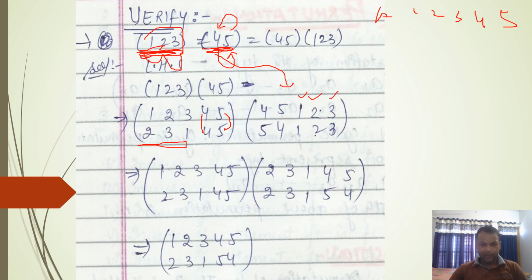Now we will multiply. 1 is associated with 2 and in this case 2 is associated with 2. So 1 is associated with 2. 2 is associated with 3 and here 3 is associated with 3. So 2 will be associated with 3. 3 is associated with 1 and 1 is associated with 1. Finally 3 will be associated with 1. Similarly 4 is associated with 4 and here 4 is associated with 5. So 4 will be associated with 5. And similarly we can write for 5. So this is the product too.